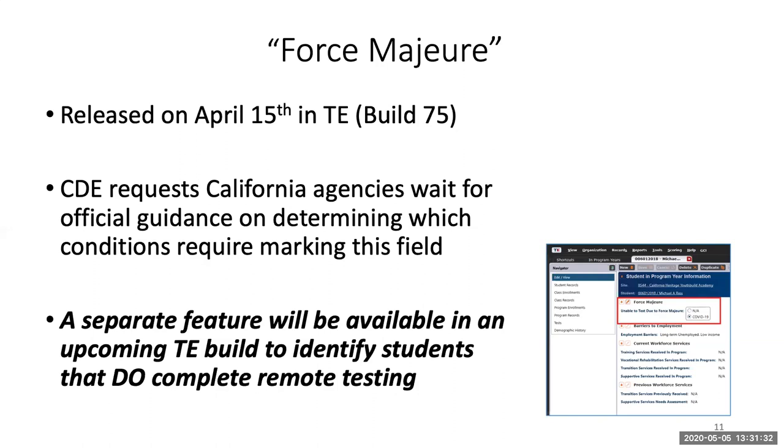Force majeure in TE is for those who are exempt from testing because of COVID-19, or potentially exempt from classes or exempt from services for that same reason. The second checkbox relates more specifically to remote testing, and it will be the box that you check for those students that do complete remote testing. So there's a checkbox that you mark for those that are exempt, and a separate one you'll mark specifically for those students that complete remote testing. Most likely the second one will be in the test record, but it will be something that you check for those specific students that did remote testing.